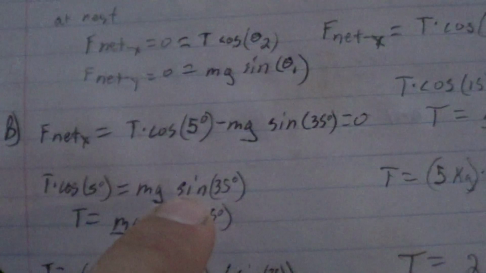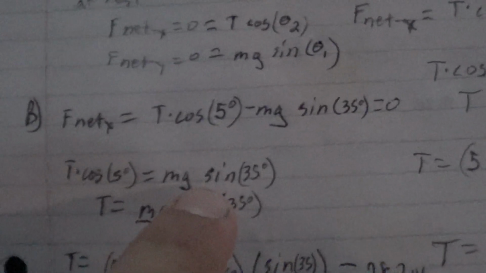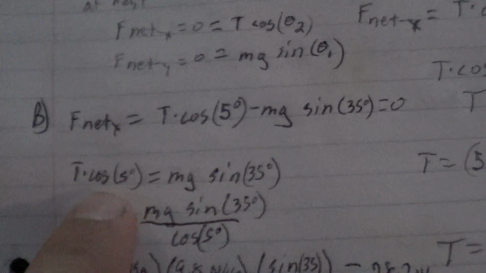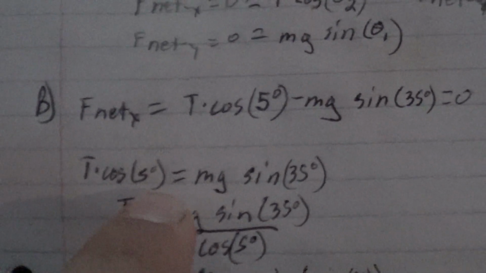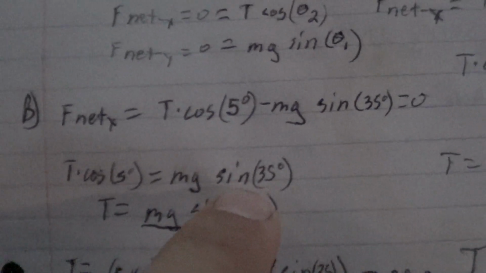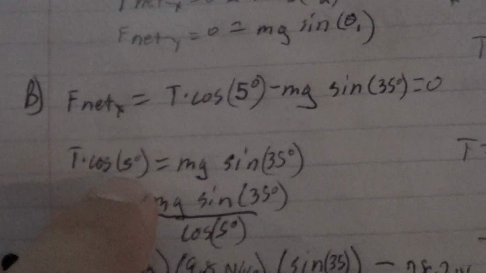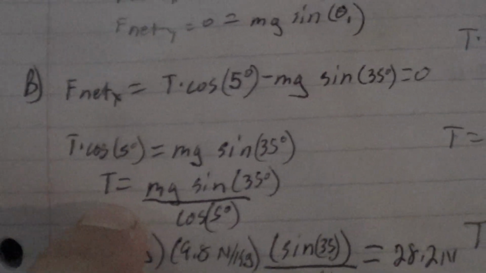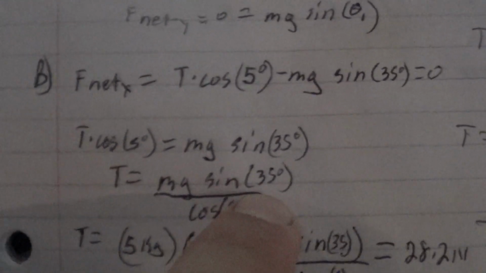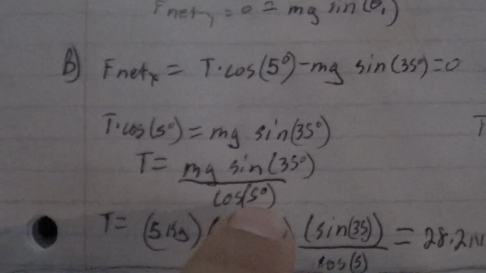Adding mg sine 35 to both sides, we get T times cosine of 5 degrees equals mass times gravity sine of 35 degrees. And then solving for T, dividing by the cosine of 5 degrees, we get T equals mass times gravity sine of 35 degrees over cosine of 5 degrees.